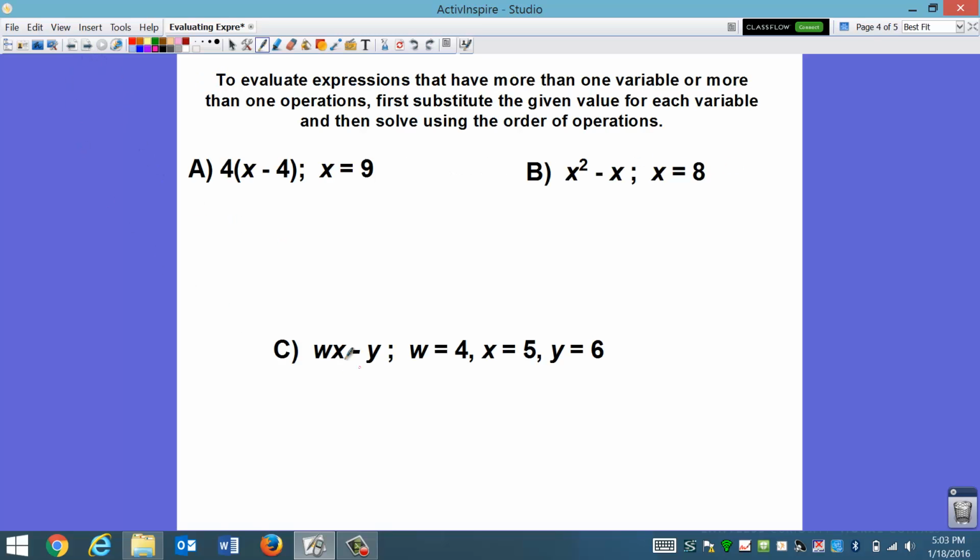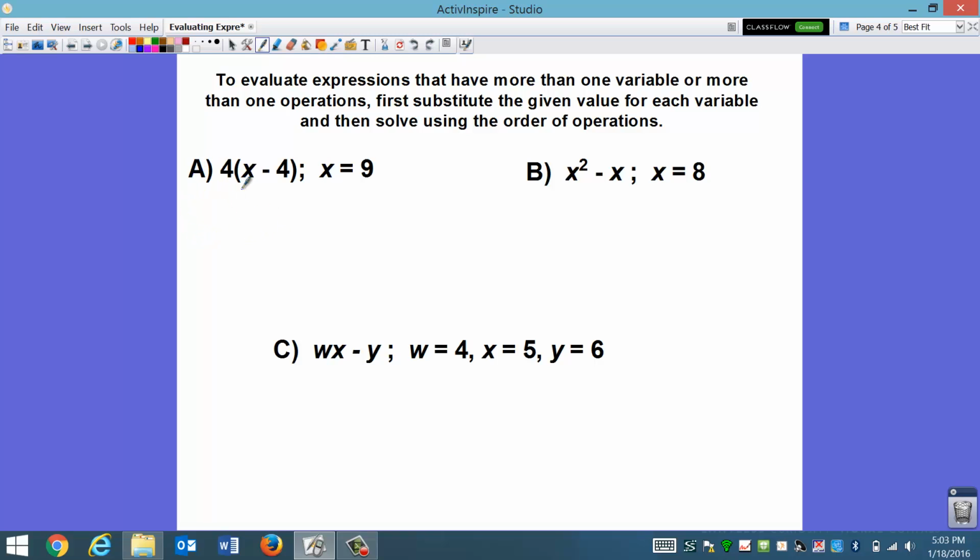Okay, welcome back. To evaluate expressions that have more than one variable or more than one operation, first you substitute the given value for each variable, and then you solve using the order of operations. The order of operations is not going to go away. It's always going to be there. So let's start with A.